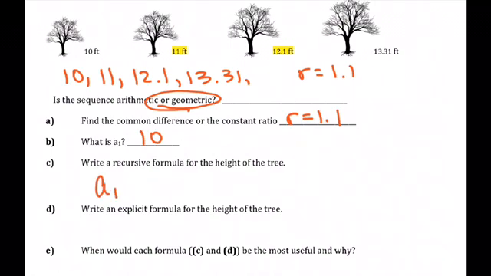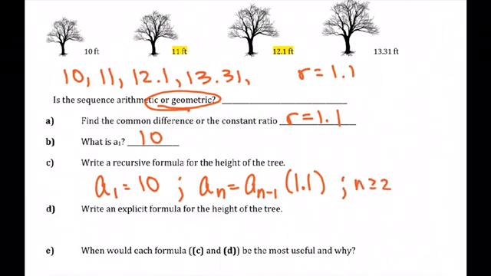So on this recursive formula, I'm just going to write it the long way, like somebody was asking a minute ago if you could just write it like that. I'm just going to separate it with semicolons. And in the middle part, that's the rule part, and that's where you take the term that came before it times 1.1. Remember, there's no exponents on that part of it. And then n is greater than or equal to 2.